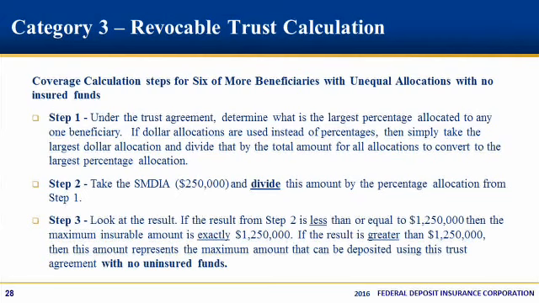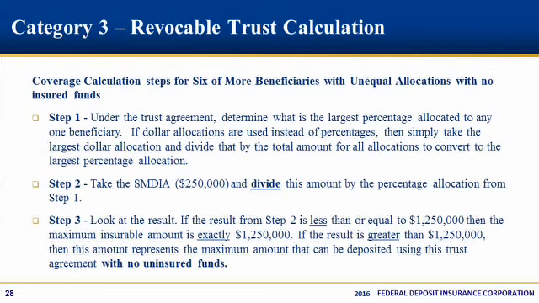Looking at the trust agreement allocations to the beneficiaries, we begin by determining what is the largest percentage allocated to any one beneficiary. If dollar allocations are specified instead of percentages, then we simply take the largest dollar allocation and divide that by the total amount for all allocations, which will give you the largest percentage allocation. Step 2. We take the SMDIA of $250,000 and divide this amount by the percentage determined in step 1.